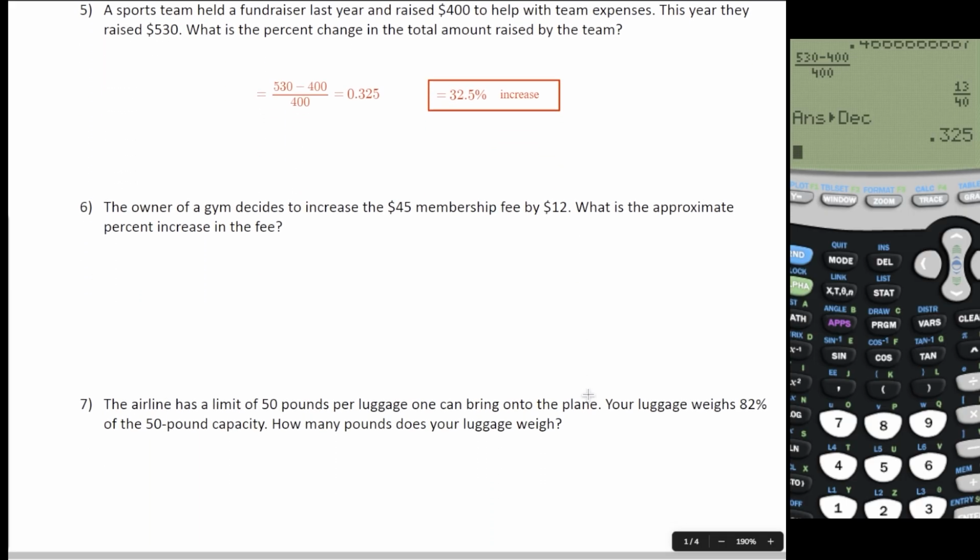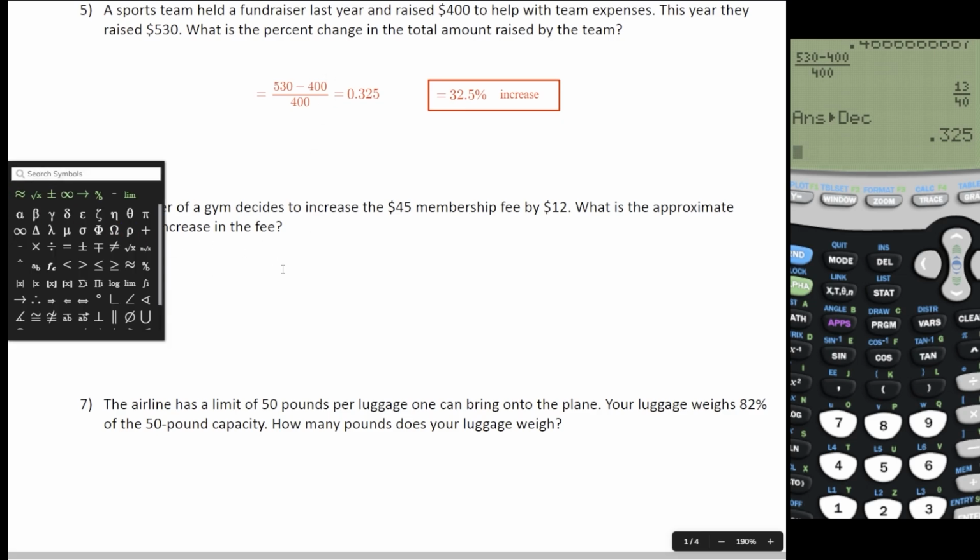Number 6 says the owner of a gym decides to increase the $45 membership fee by $12. What's the approximate percent increase in the fee? So this time they're actually giving you the change and the original amount. You don't have to calculate the change like we did in the last two problems. So this is just simply going to be 12 over 45.